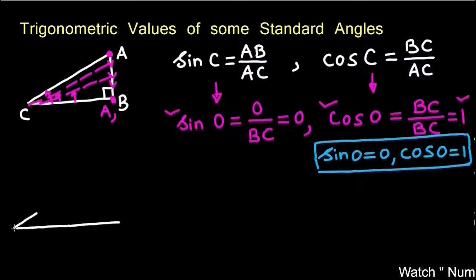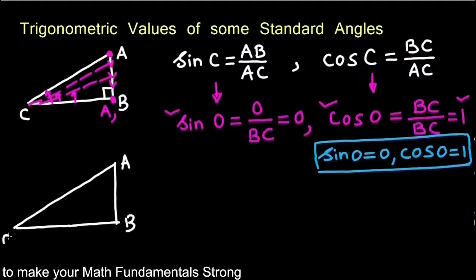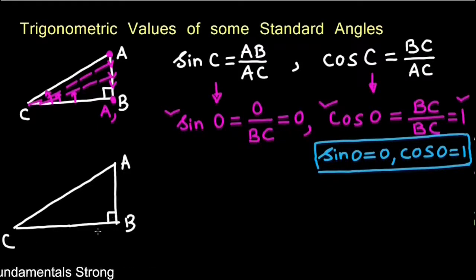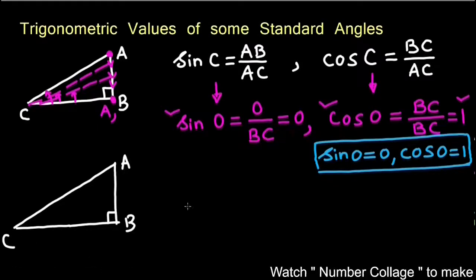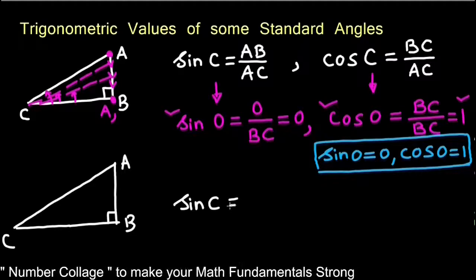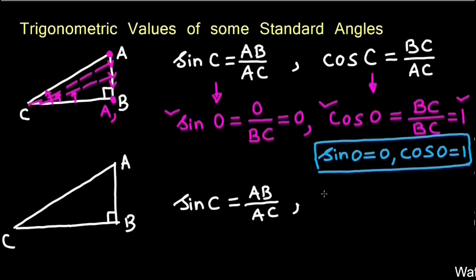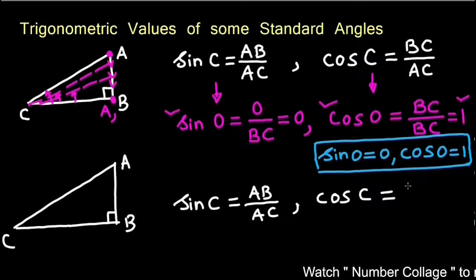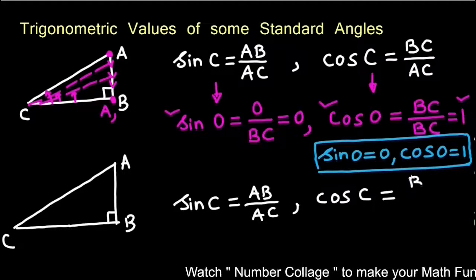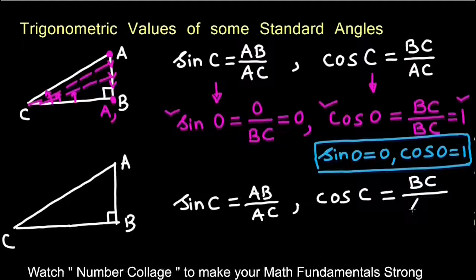The right triangle ABC right at point B. In this right triangle we have sin C equals opposite side AB upon hypotenuse AC, and cos C will be adjacent side BC upon hypotenuse AC.